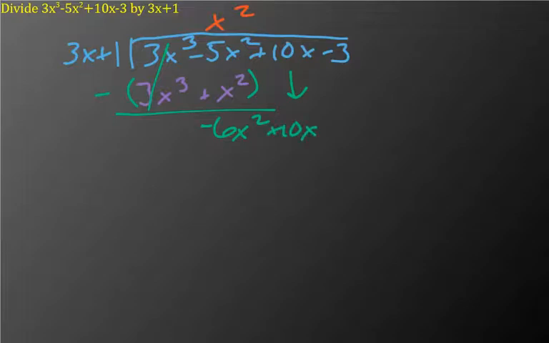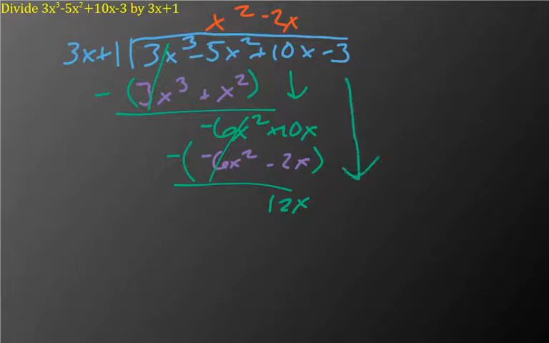And then 3x times negative 2x would be negative 6x. So now I'm going to multiply, and I would get that. And then again, I'll just subtract, and I would get 12x. And then one last time, bring this down. And then 3x times 4 is going to be 12x. So I'll put my 4 up there.